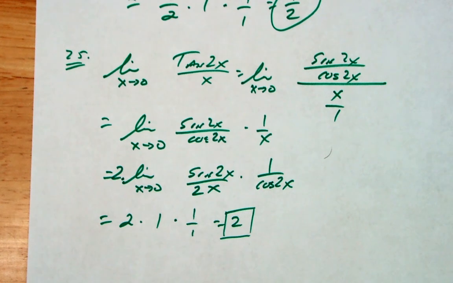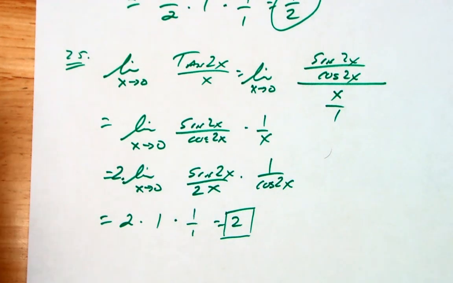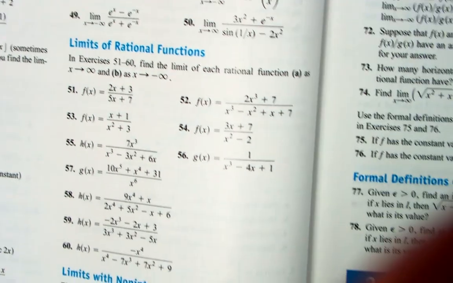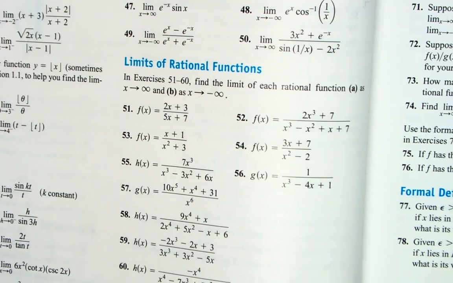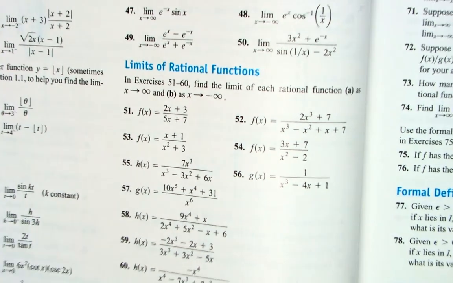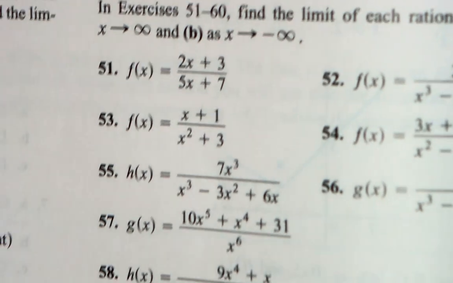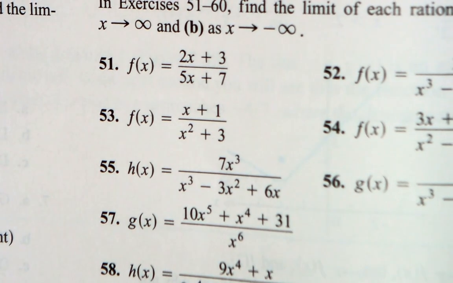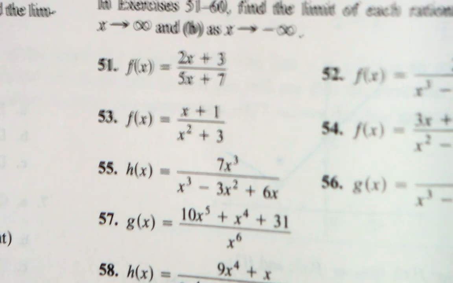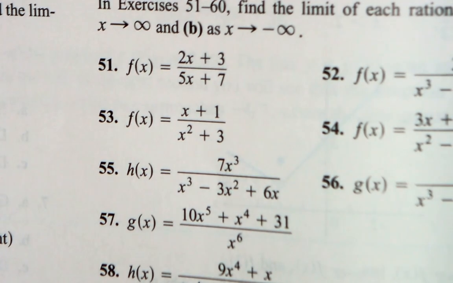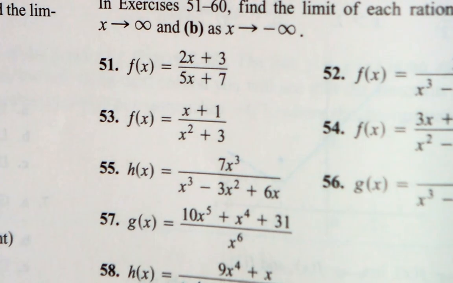Let's take a look at 51 through 55. In my opinion, first of all, it's important for you to understand where they're coming from as far as dividing everything by the largest power of x. And then seeing as it approaches 0, a lot of those things are going to disappear. But 51, I think you could just look at it and see it's 2/5.